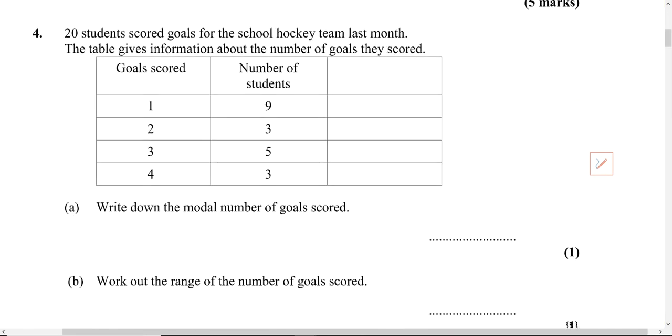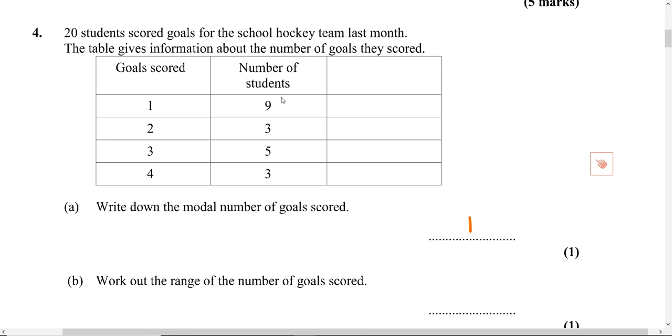Same one, but this time, what is the modal number of goals scored? 1. How do you know? The most frequent, yeah? So 9. Common mistake, by the way, is to say that 9 is the mode.